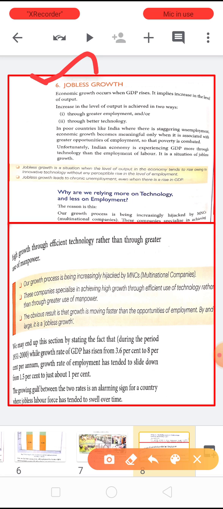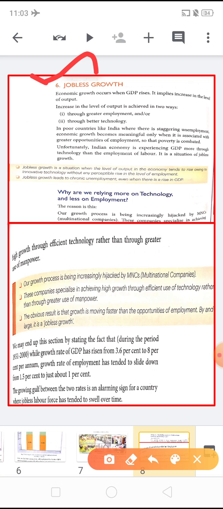Now, children, what is jobless growth? Children, jobless growth is basically a situation when the level of output in the economy tends to rise owing to innovative technologies without any perceptible rise in the level of employment. So, jobless growth leads to chronic unemployment, even when there is a rise in the GDP.